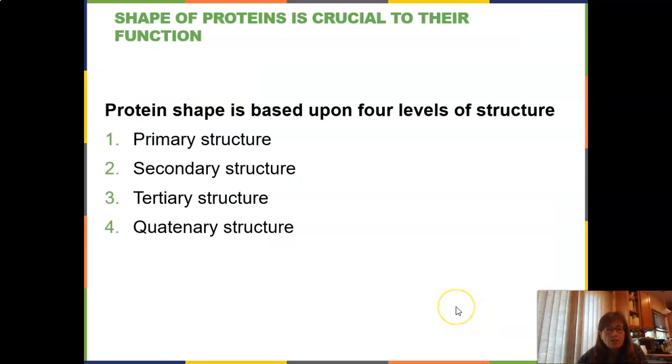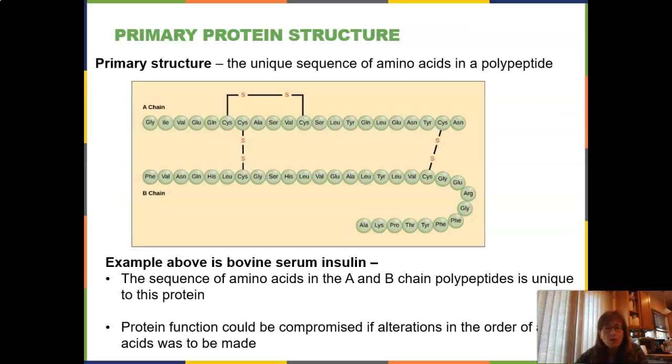Now, when proteins are constructed, they are constructed, first of all, in a primary structure, which is basically this long string of amino acids that get put together by dehydration synthesis into peptide bonds, which unite them, and they form these large things called polypeptides. And then we're going to go through what these levels of structure are all about one more time. So here's the primary structure, primary protein structure.